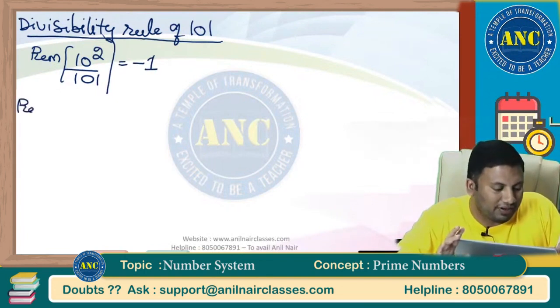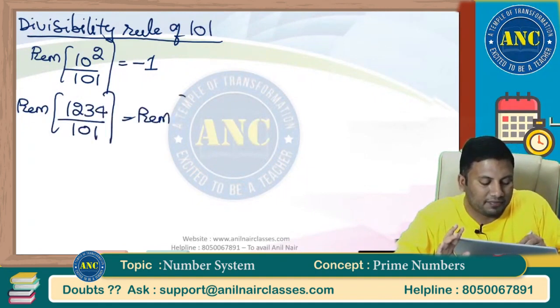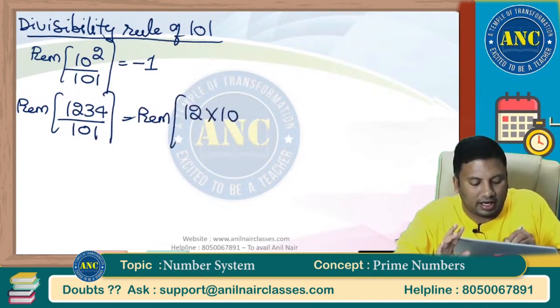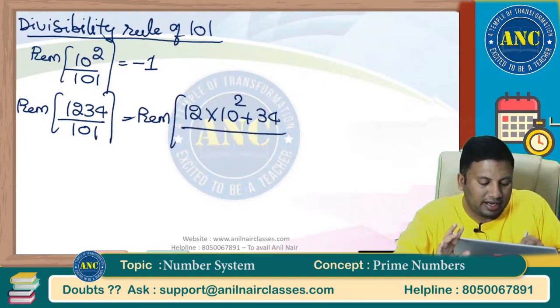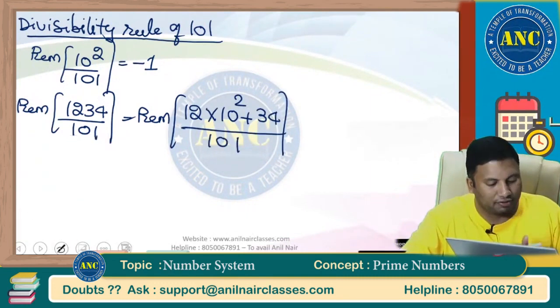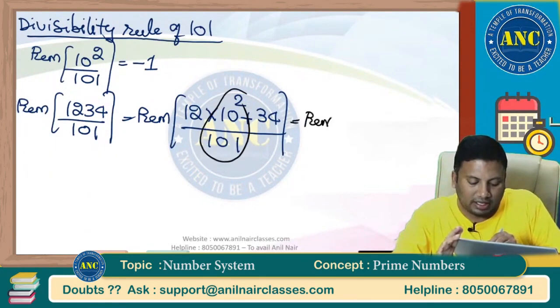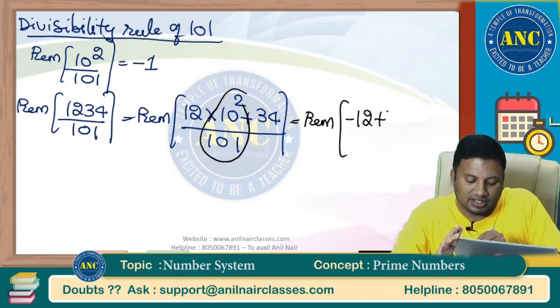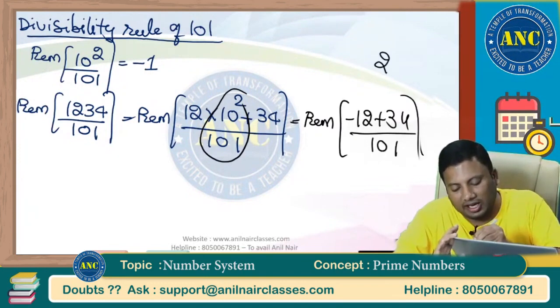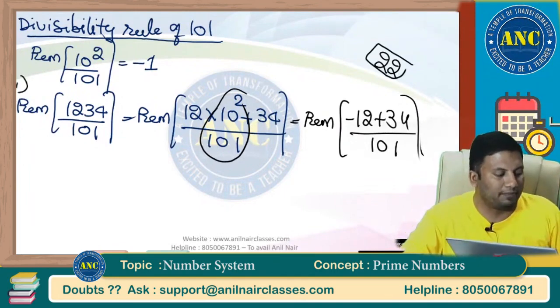For example, 1234 divided by 101. This is nothing but the remainder of 12 into 10 square plus 34 divided by 101. Can I write like this? 12 into 100 is 1200 plus 34. Now 100 divided by 101 gives minus 1. So this is nothing but minus 12 plus 34 divided by 101. 34 minus 12, what is the answer? 22. The answer is 22. First example, a foundation problem.